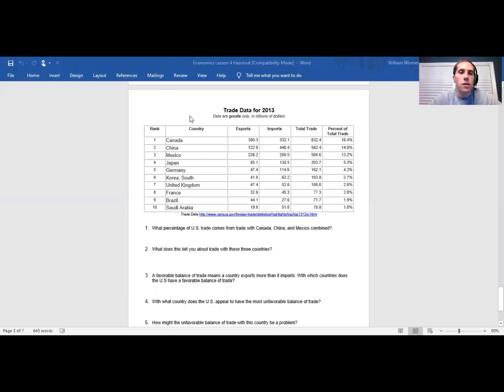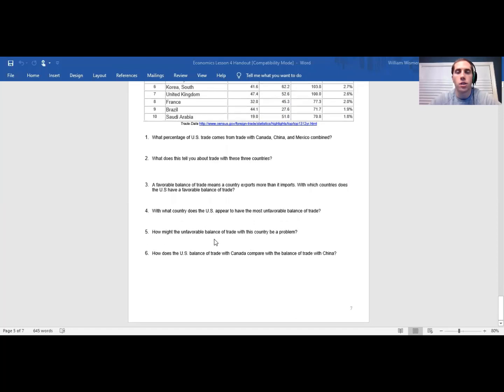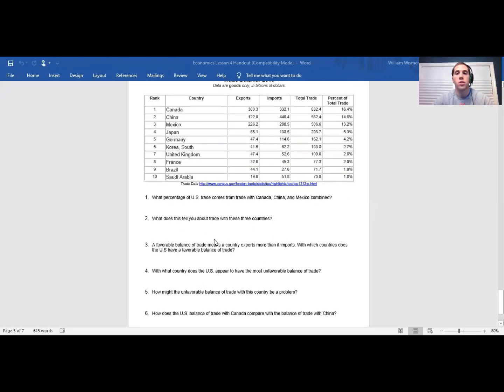All right, so the last part of your lesson here is the final page on your handout called Trade Data in the year 2013. I'm going to share my screen with you really quick so you guys can take a look at it. Here we go. So we've got trade data for 2013. You can see that there is a chart here. You guys will be analyzing this chart and answering questions 1 through 6 on this sheet. You will also be using this sheet to answer the questions on our Google survey.